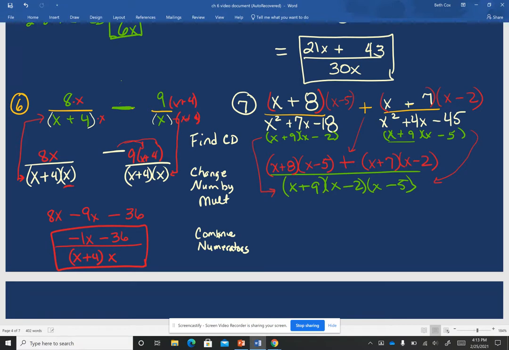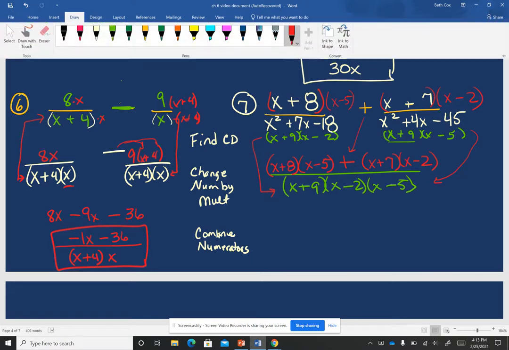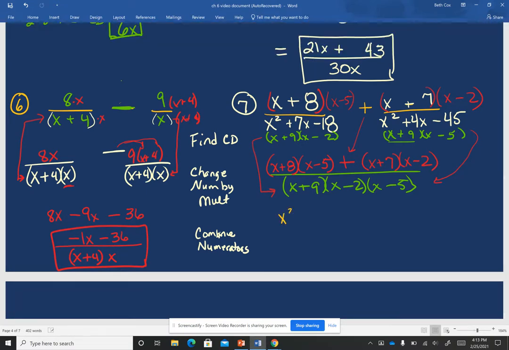Okay, so now I've got to FOIL. Woohoo! And I've got to combine like terms. So I've got a lot of multiplying and combining like terms to do. So let me get to it. I think I want to be yellow again. So that's going to give me x squared minus 5x plus 8x, so that's plus 3x minus 40, plus x squared minus 2x plus 7x, so plus 5x minus 14. Okay, that's all over this big green nasty denominator.